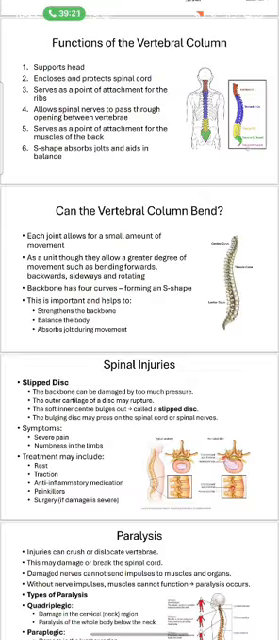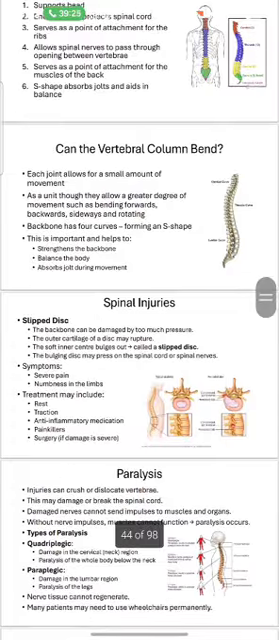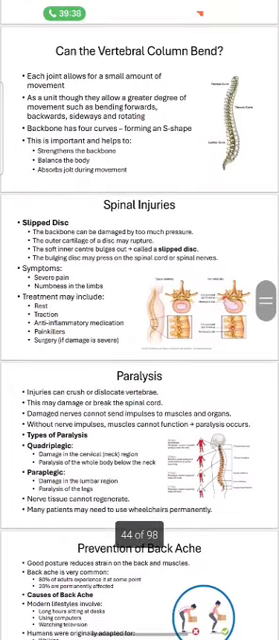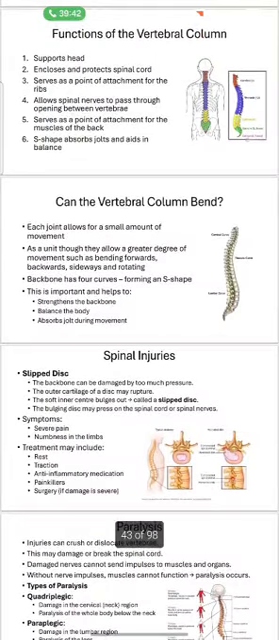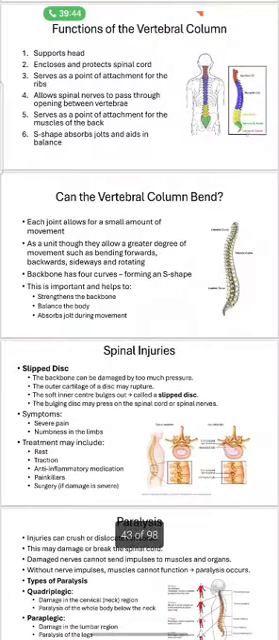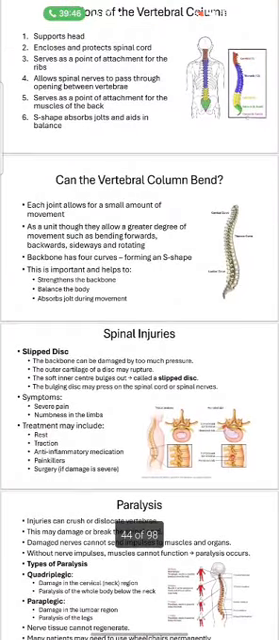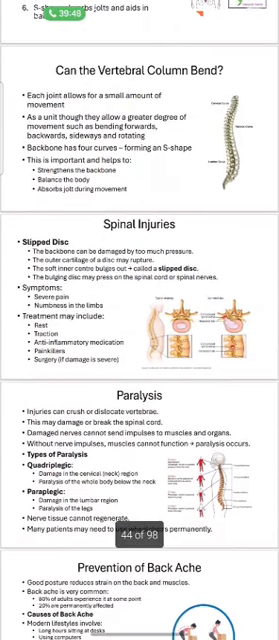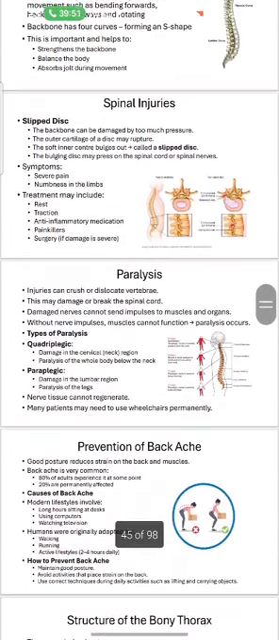So, can the vertebral column bend? Each joint allows for a small amount of movement. As a unit, though, they allow a greater degree of movement, such as bending forwards, backwards, sideways, and rotating. The backbone has 4 curves, forming an S shape. This is important and helps to strengthen the backbone, balance the body, and absorb jolts during movement.